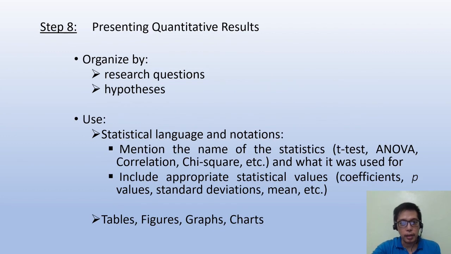Step 8. Presenting quantitative results organized by research questions, hypotheses, using statistical language annotation. We have to mention the name of the statistics, t-test, ANOVA, correlation, chi-square, etc., and what it was used for. Include appropriate statistical values, coefficients, p-values, standard deviations, mean, etc., the tables, the figures, the graphs, and charts.